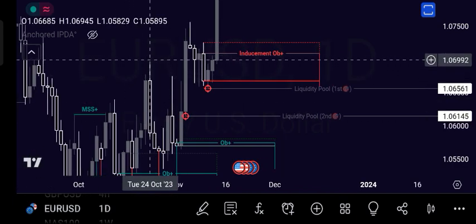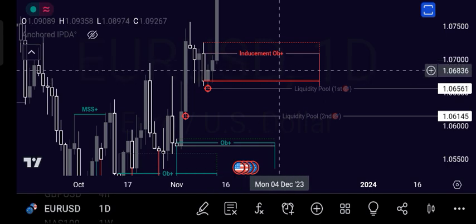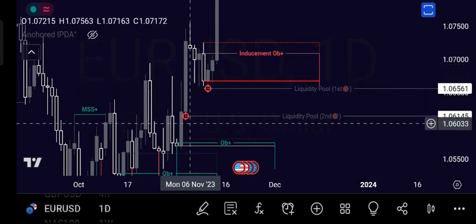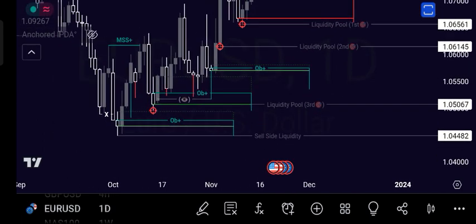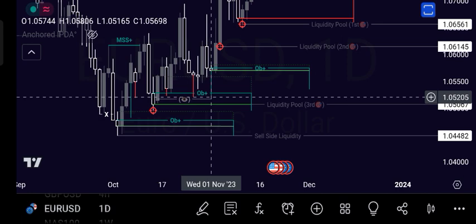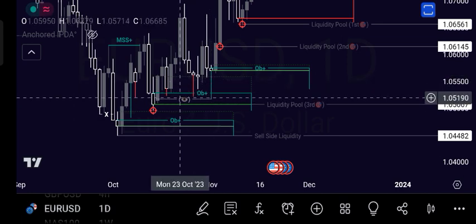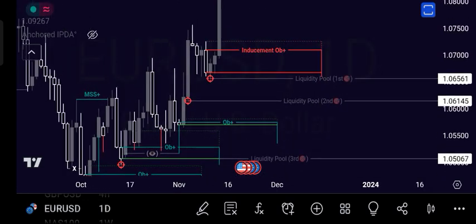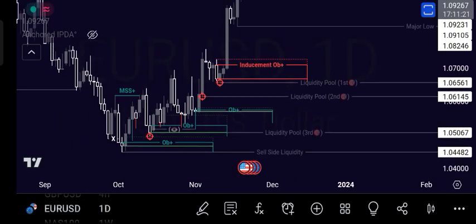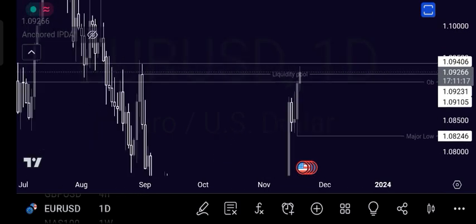Retail resistance. Retail support. Right here, a retail support. Liquidity pool. Remember that. Equal lows right here again. Equal lows. I know that. I know it because of what? What do you guys realize about this one? We have a liquidity pool right here. You can see this one.